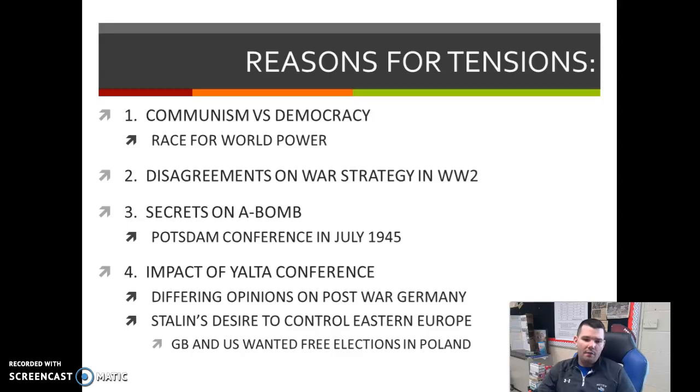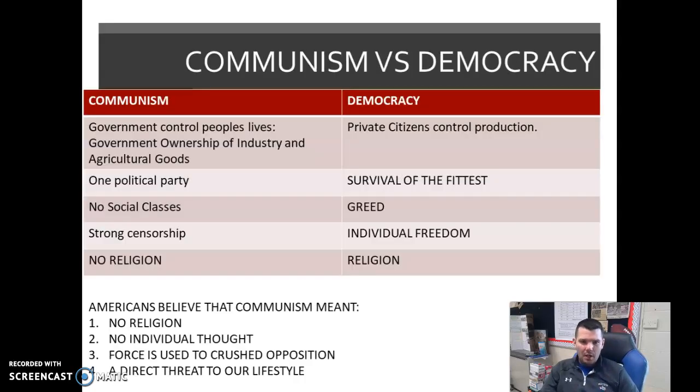And then finally, the impact of Yalta, and how Germany and Europe were going to look after World War II. There were some disagreements on what to do with Eastern Europe. Stalin wanted to basically take Eastern Europe under his wing, under his grasp, turn them communist, and create satellite states that would be friendly to him, and we wanted democracy. We wanted self-determination. We wanted these states to choose for themselves and elect their own leaders, not be told what to become. So that's where some of the disagreements go.